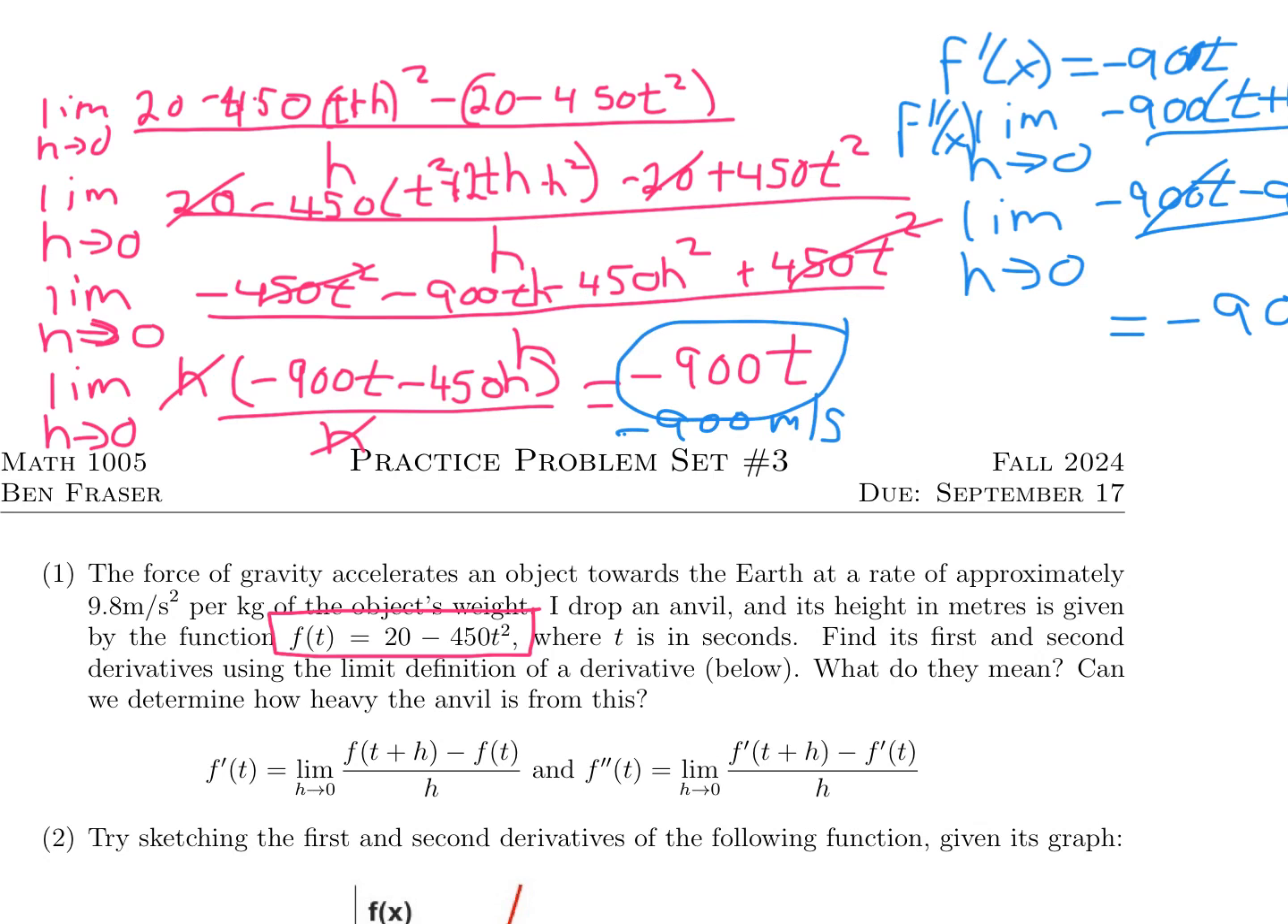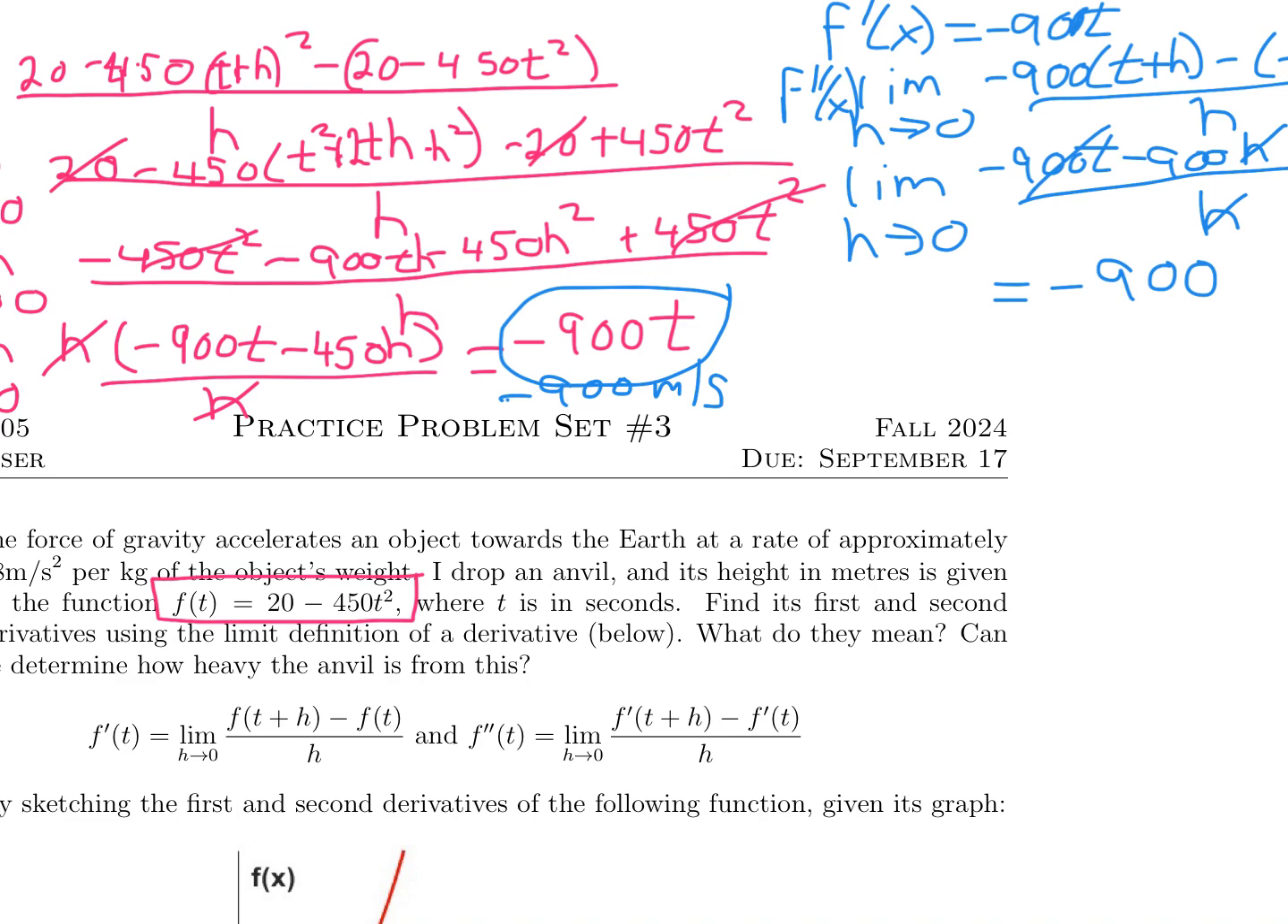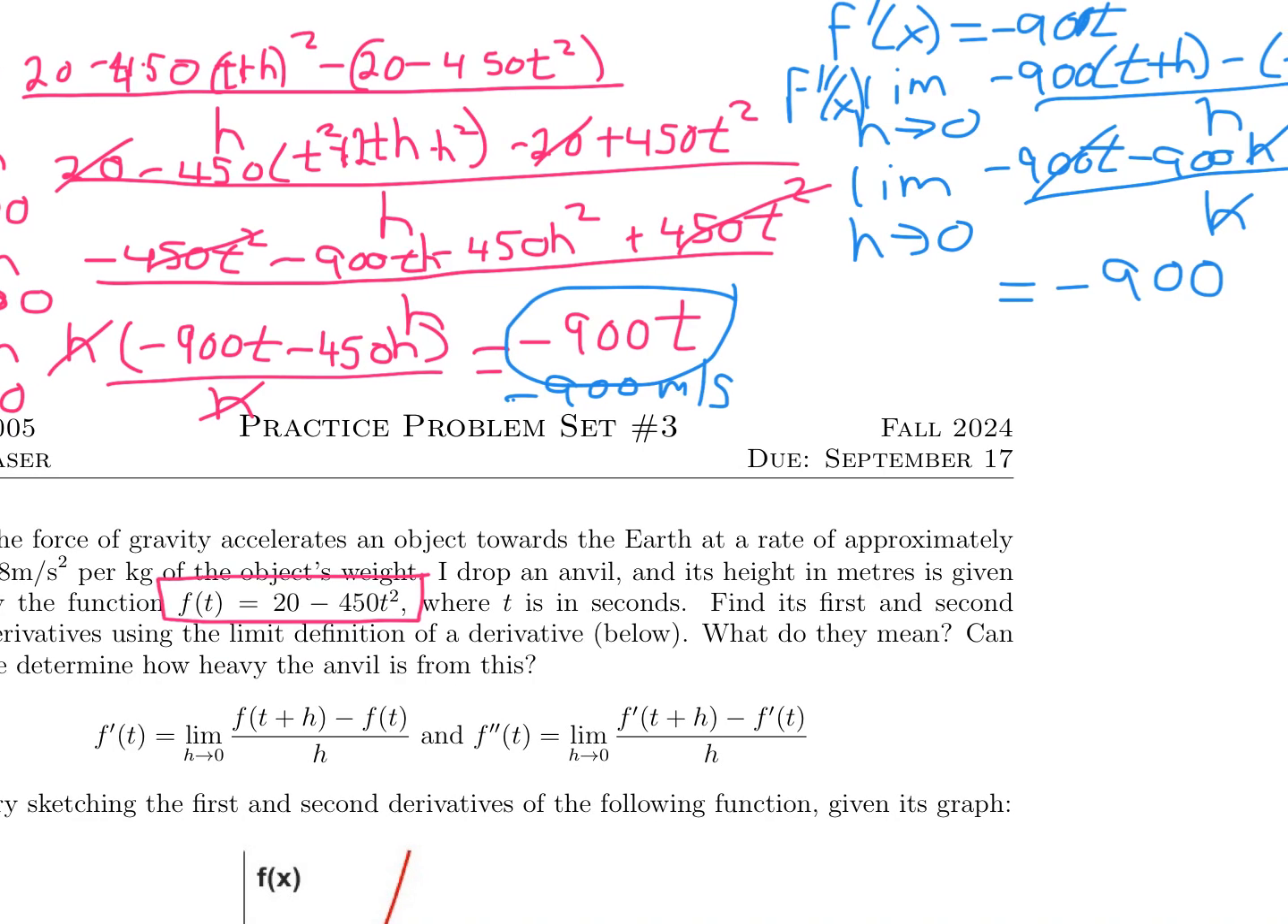So if we're looking for how heavy it is, I think what we need to do is take the negative 900 and divide that by the negative 9.8, and that should tell us the number of kilograms, which will be close to 90 kilograms for the weight of the anvil.